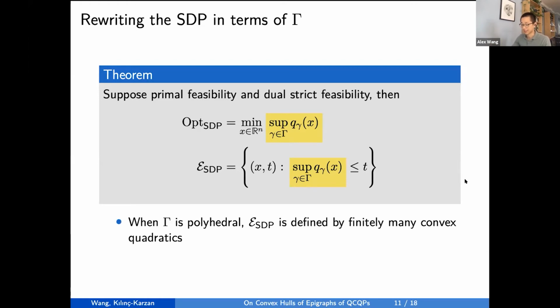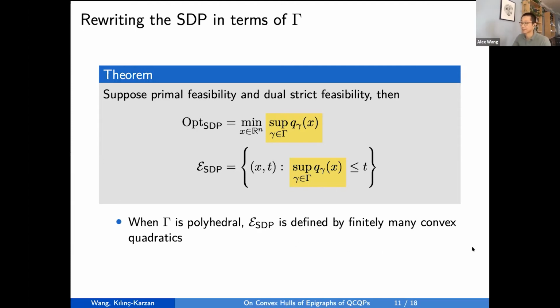Okay, and as a corollary to this result, when capital Gamma is polyhedral, that is to say, when Gamma has finitely many extreme points and extreme rays, this supremum is going to be defined by finitely many convex quadratics. And so this epigraph region will also be defined by finitely many convex quadratics. For those of you who know about second order cone representability, this immediately implies that the projected SDP epigraph, in the case where Gamma is polyhedral, will also be second order cone representable. All right.